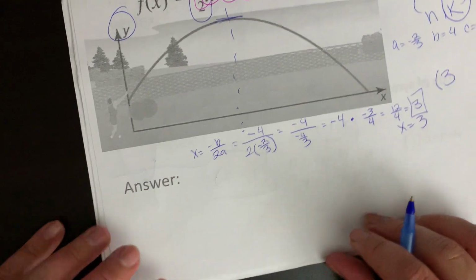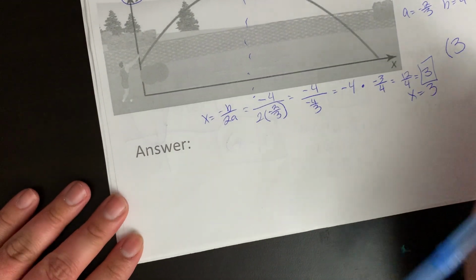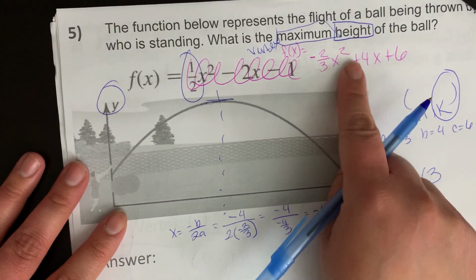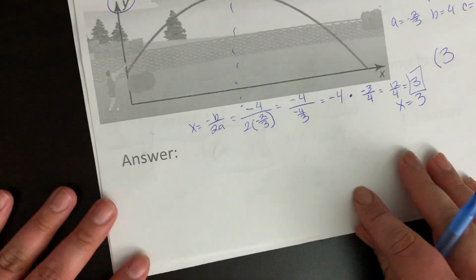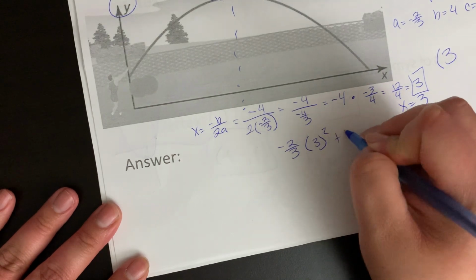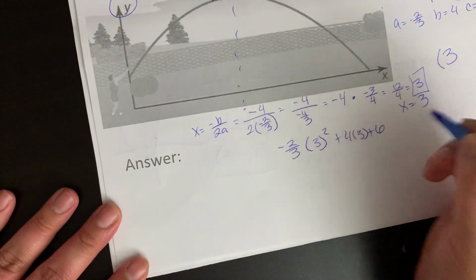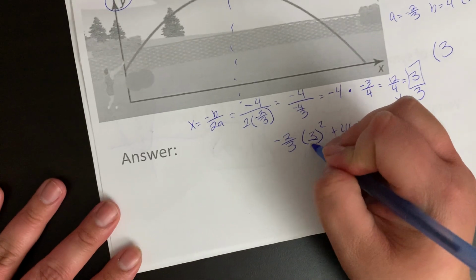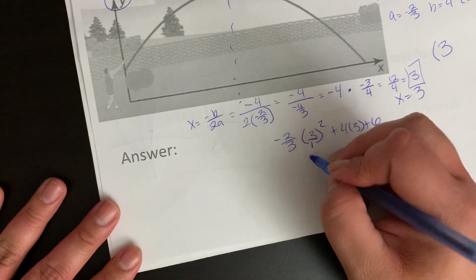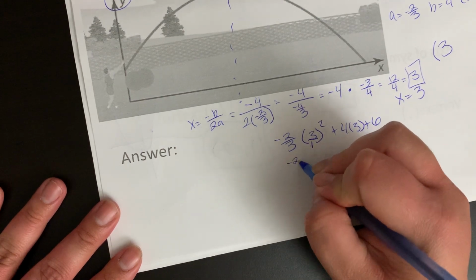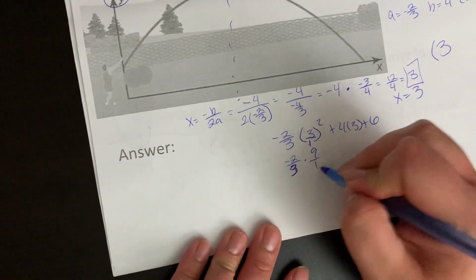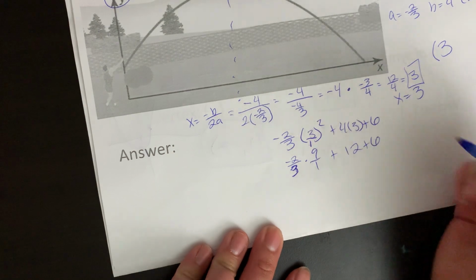So to find the height, I need to plug it back into the actual equation, which again, sorry, I changed it on y'all. It's -2/3x² plus 4x plus 6, okay? So we're going to have -2/3, plug in the 3 squared plus 4 times 3 plus 6. So this is really 3/1, right? Oh, I guess that doesn't matter. So 3 squared is 9. So we're going to have -2/3 times 9/1 plus 12 plus 6.